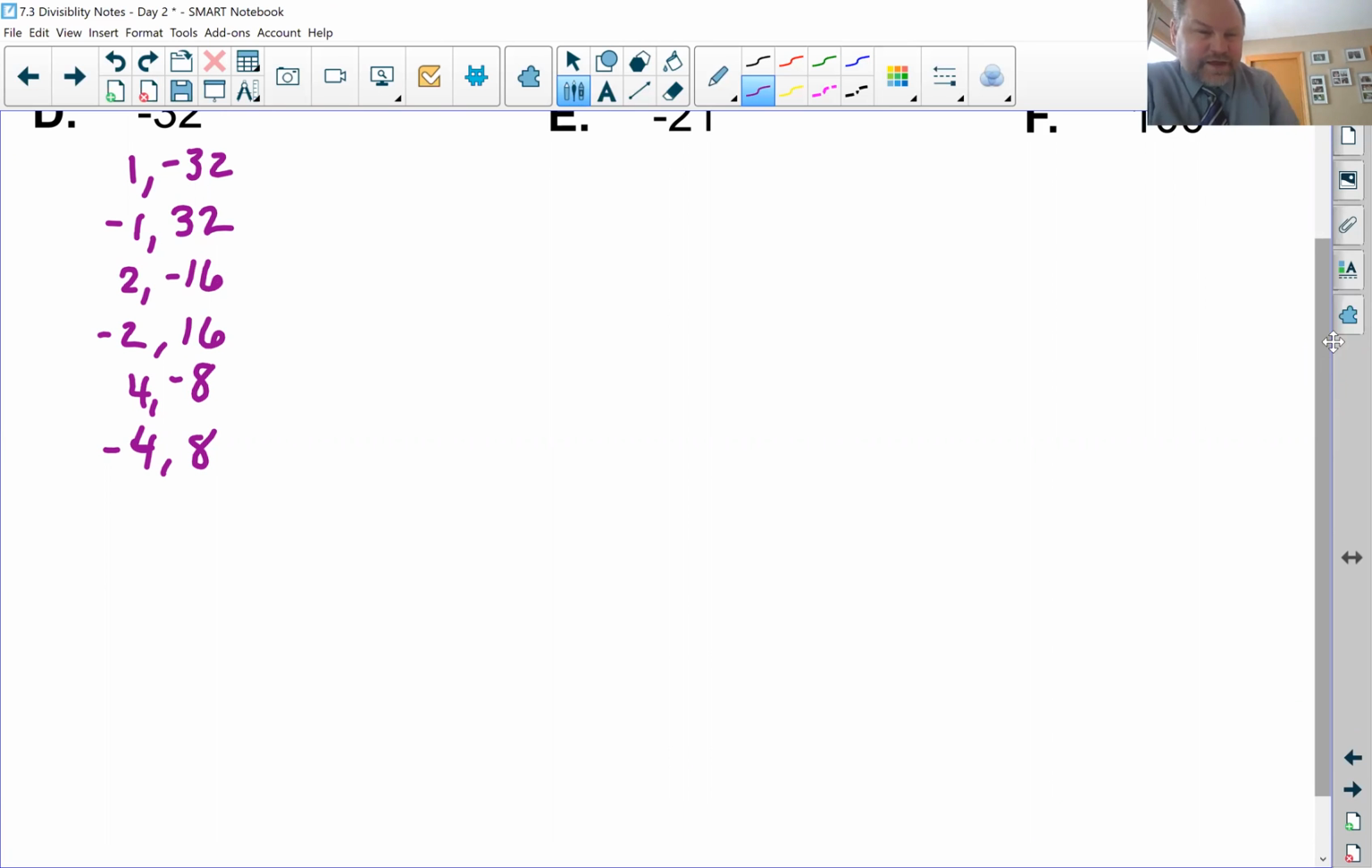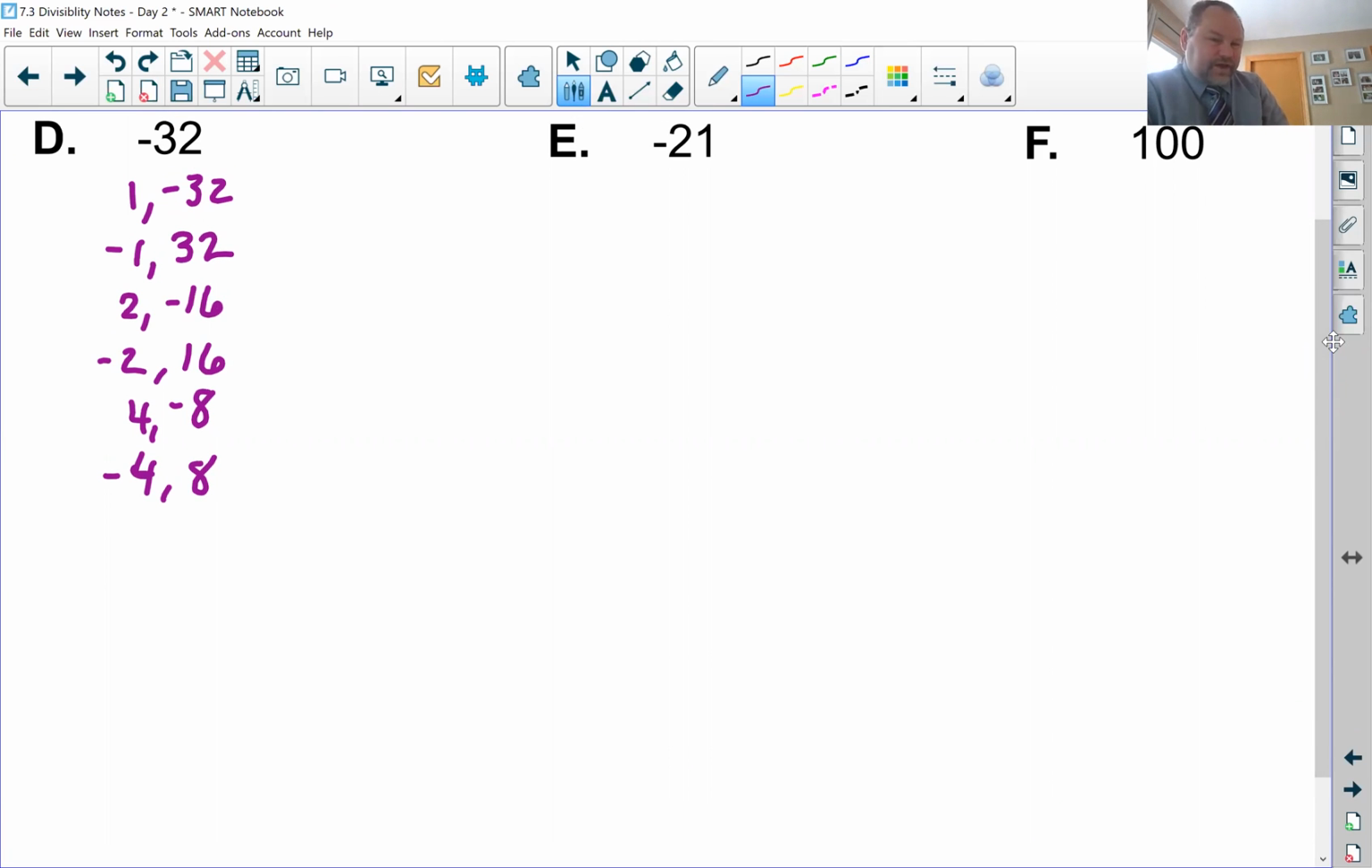The number does not end in a 0 or a 5, so 5 is not a factor. It's not divisible by 3, so 6 is not a factor. If I try dividing by 7, I get negative 4 point something. So 7 is not a factor. And then I'm at 8. So here are my factor pairs.